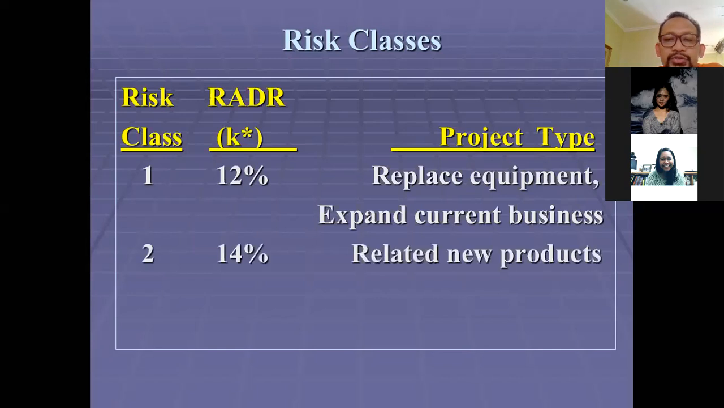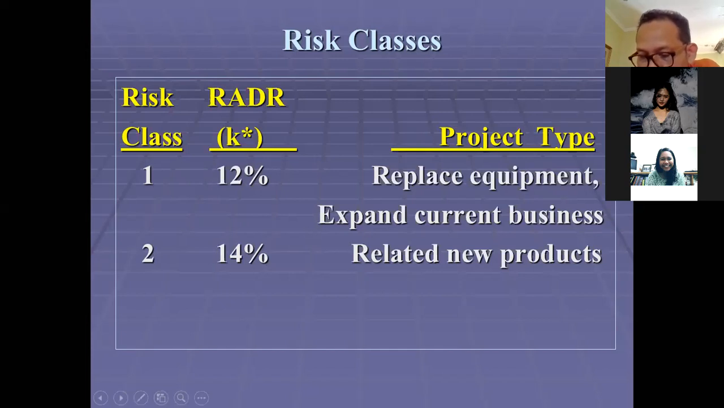Class number 2, if your project relates to a new product, it will be higher risk because you don't know whether your product will be accepted into the market. So that's why you have to adjust the risk-adjusted discount rate to be higher compared to class number 1, which is only replacing equipment or expanding the current business without changing the product. This is the new product.